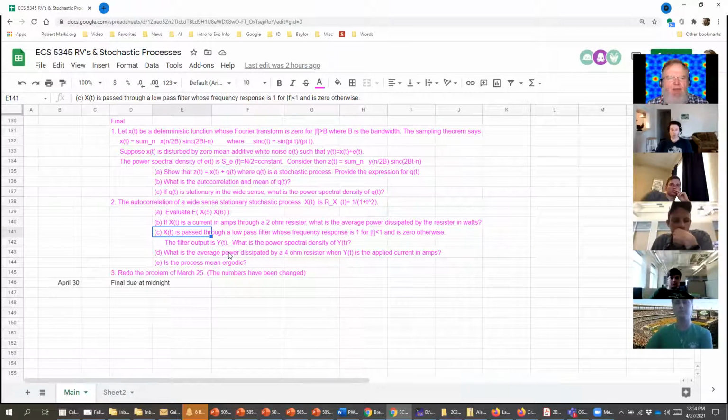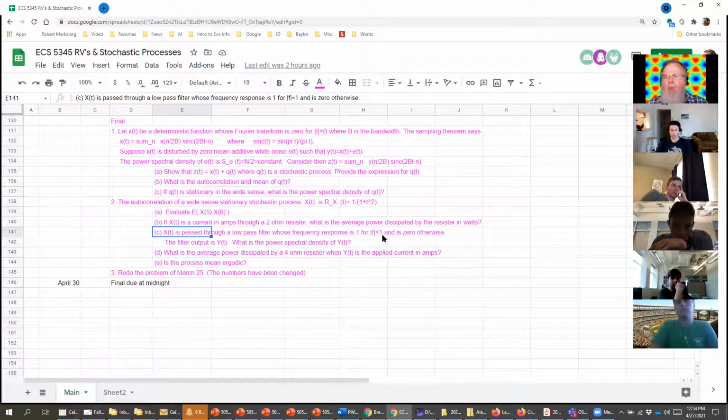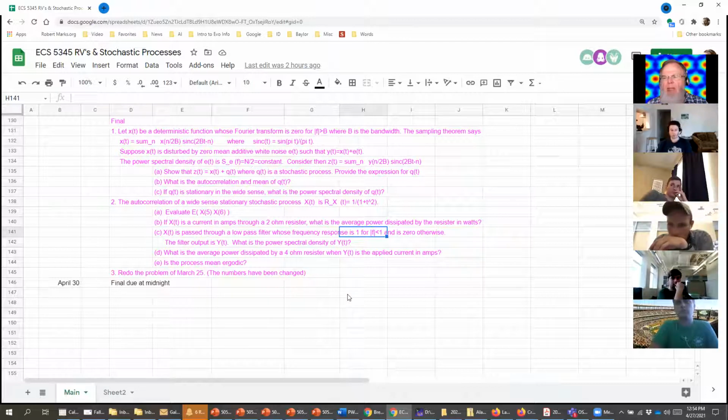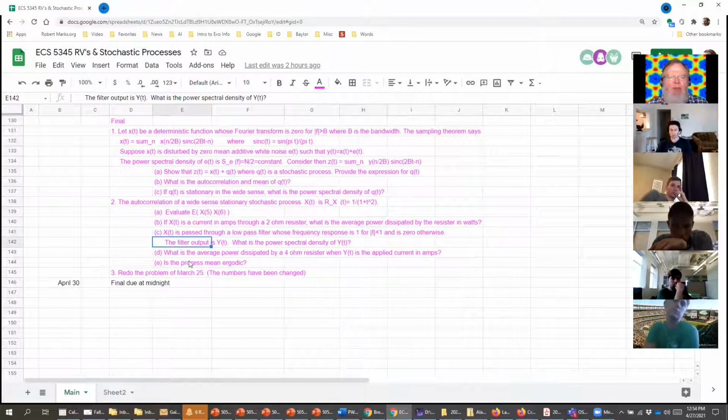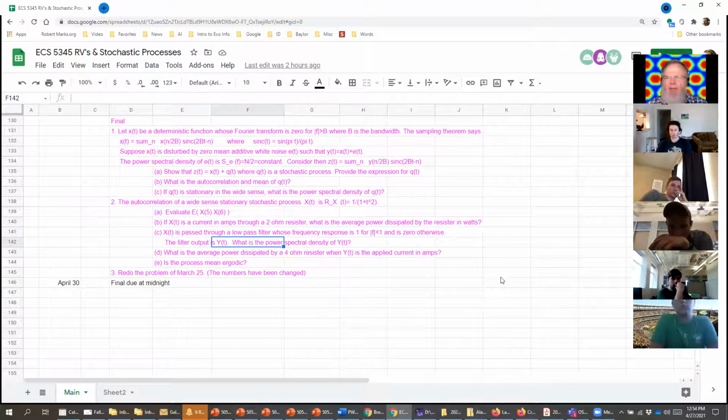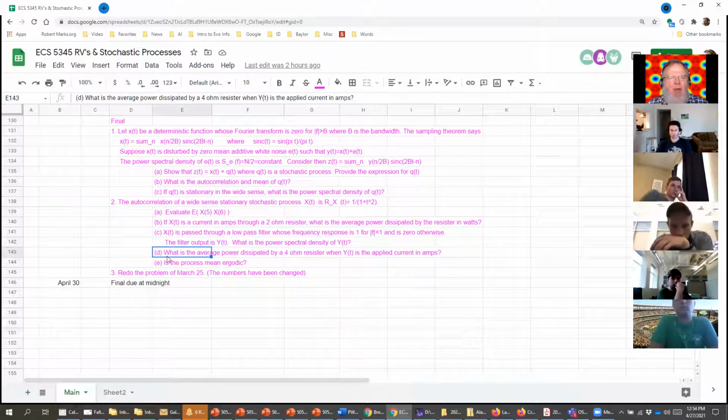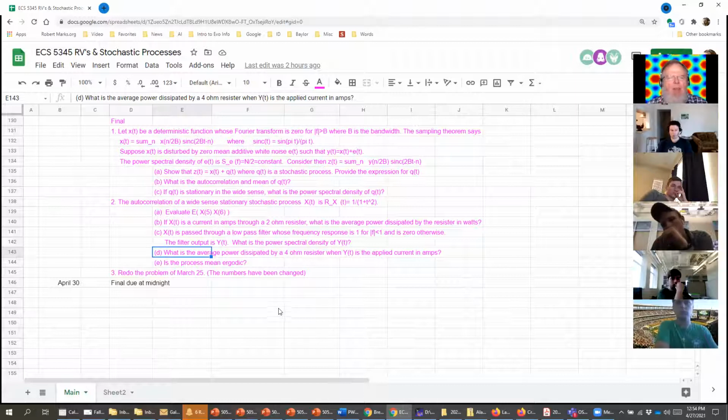We take the stochastic process and pass it through a low pass filter. Its frequency response is 1 for f less than 1. It's assumed to be a brick wall filter, and the low pass filter is assumed to pass all the frequencies with a value of 1 over the pass band. And we look at the output of that filter, which is y of t. And then we ask ourselves, what is the power spectral density of y of t? Something you should be able to figure out. Then in D, what is the average power dissipated by a 4 ohm resistor when y of t is the applied current in amps?